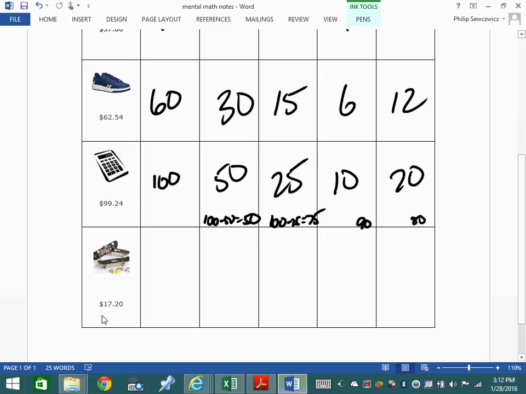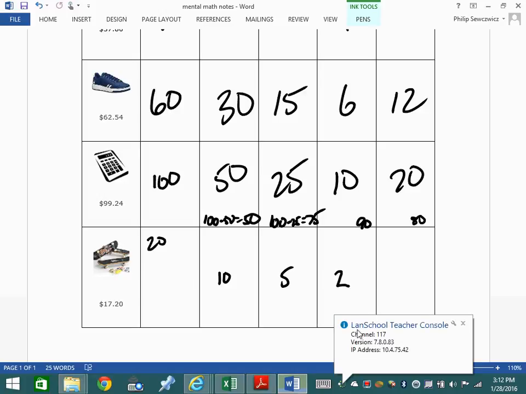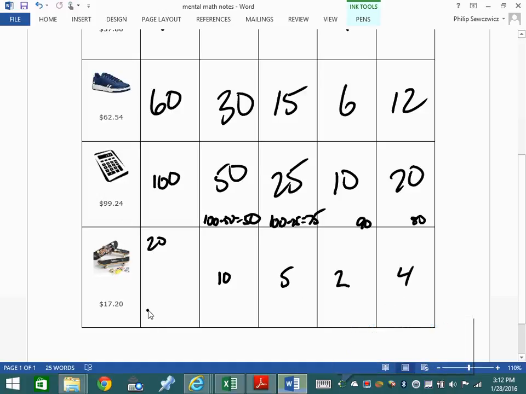Watch what happens here. If we bump this all the way up to the $20 mark, and we find half of it, we're saying 10. 25% of it, half of that, well, that's 5. And then 10% we're saying is a 2, and then 20%, well, we times it by 2 and we get a 4. Let's say you didn't use the 20. Let's say you used $17.